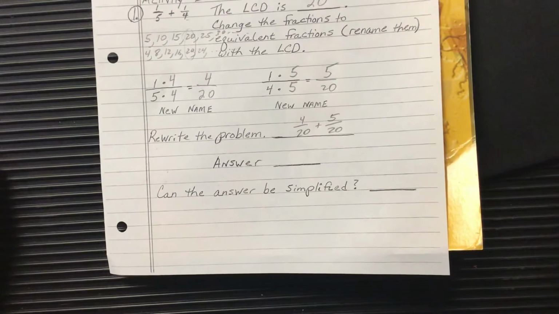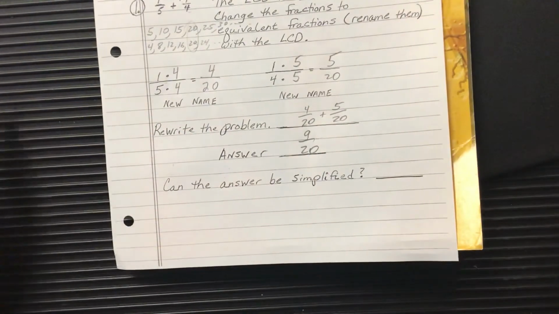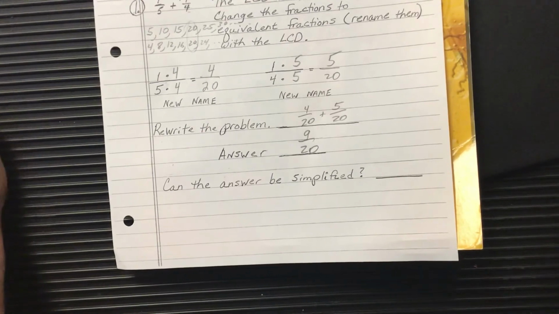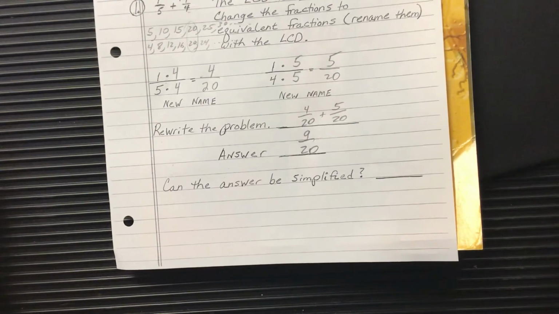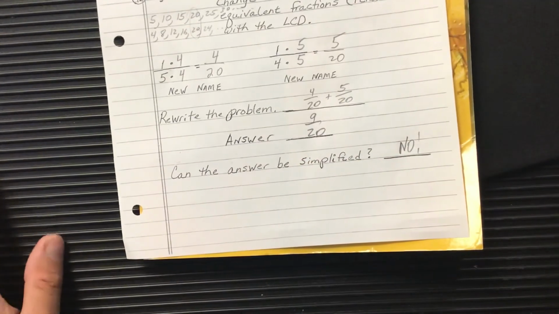So what would my answer be now that I have a common denominator? So you add 4 plus 5, you get 9. Bottom stays the same. 20. Can the answer be simplified? Yes or no? No. That would be your answer.